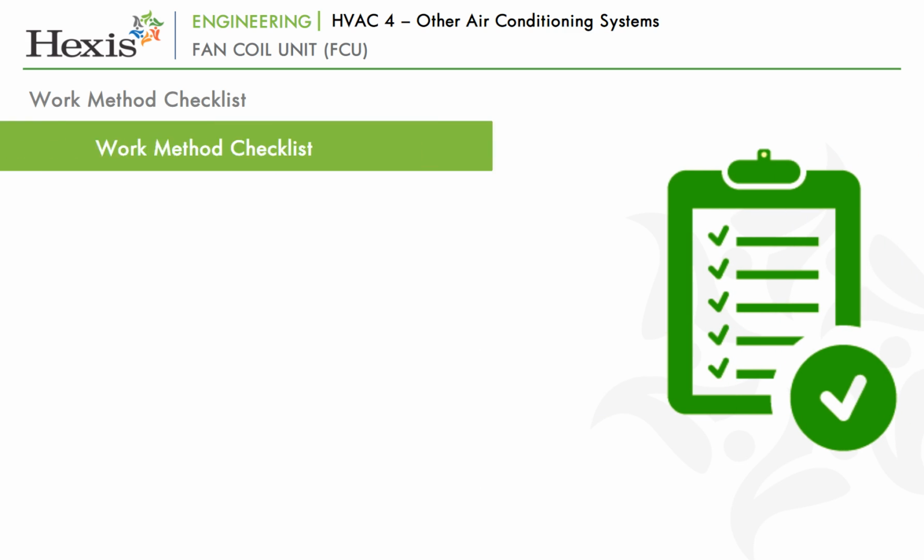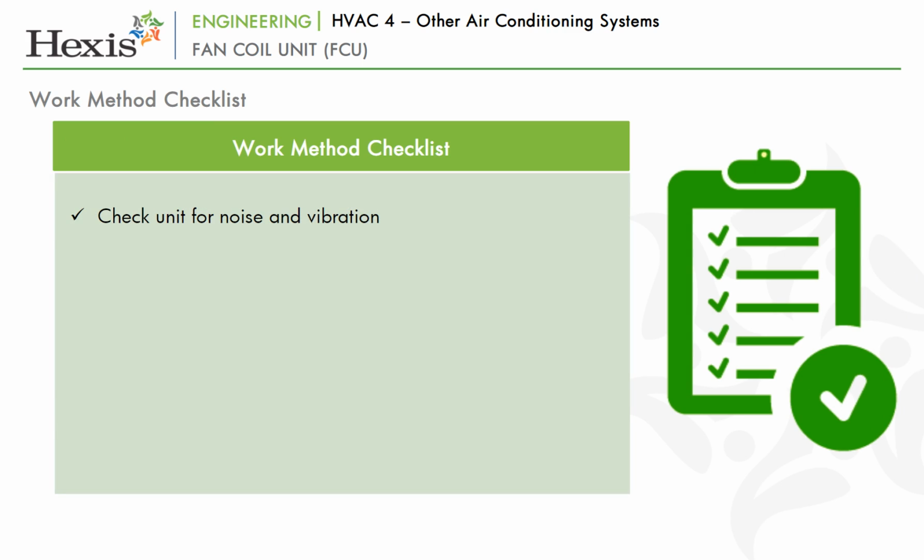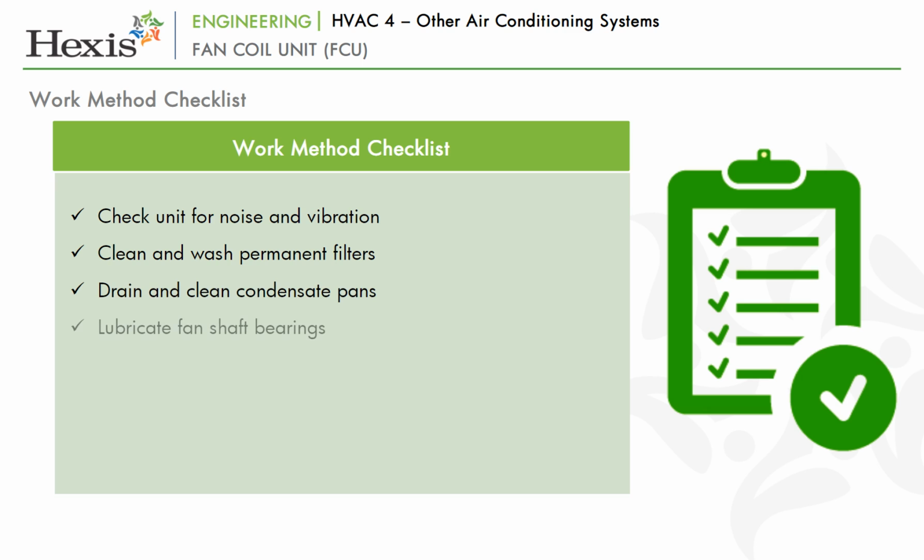Let's now take a look at work method checklist. Check unit for noise and vibration. Clean and wash permanent filters. Drain and clean condensate pans. Lubricate fan shaft bearings if not sealed. Lubricate motor bearings sparingly using SAE 10-weight motor oil if not sealed.